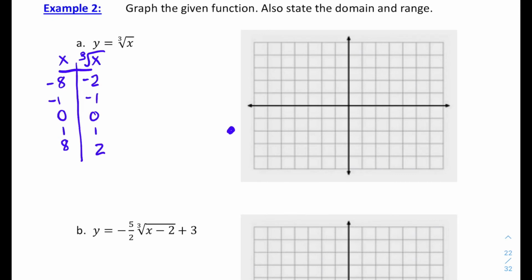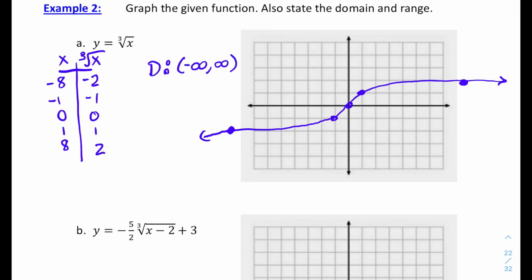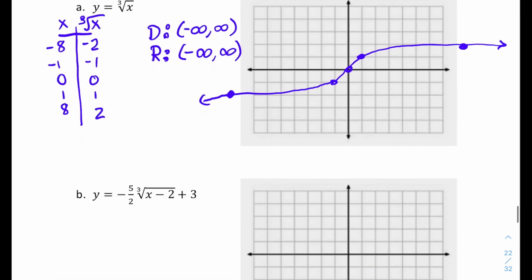I know 8's a little bit off here, but this is going to make a gradual curving shape. It looks like a straight line in the middle, but it's not. It is curved. If you compare it to your square roots graph, it continues forever in both directions because it is an odd root. So my domain is going to be -infinity to infinity. And my range, since it is expanding upwards and downwards slowly, is going to be -infinity to infinity as well.